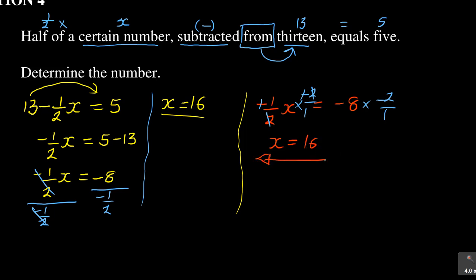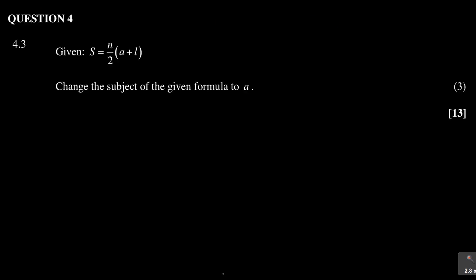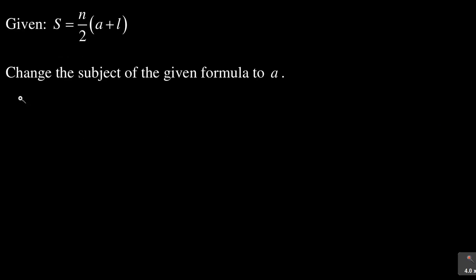So that is how you could have solved these word problems, and you'll get your full marks. Now let us look at the next question, and I think this was the last part of the question. As you can see, we have got 13 marks. It means question 4 was out of 13. Now question 4.3 says you are given s is equal to that. Now it says change the subject of the given formula to a. So this question was 3 marks, and it is a question that involves changing the subject of the formula.